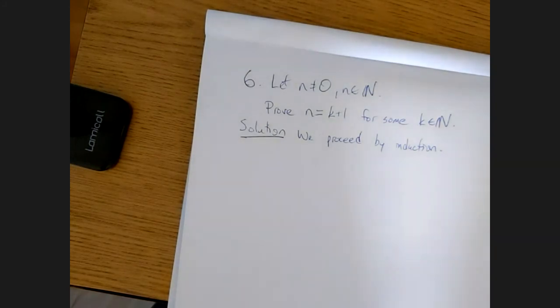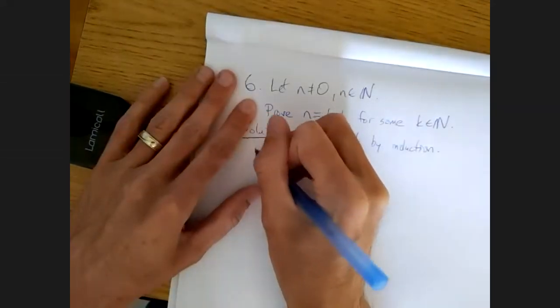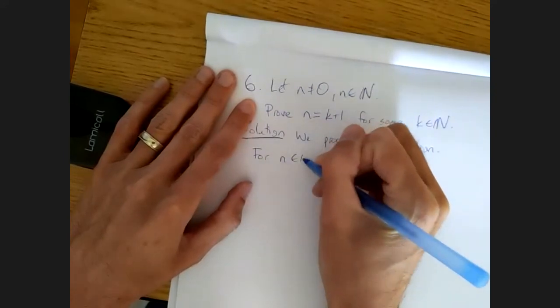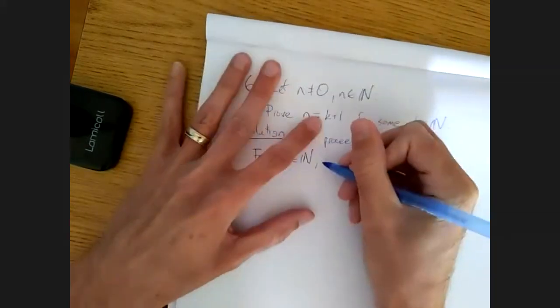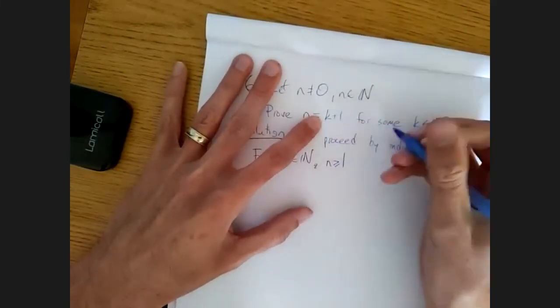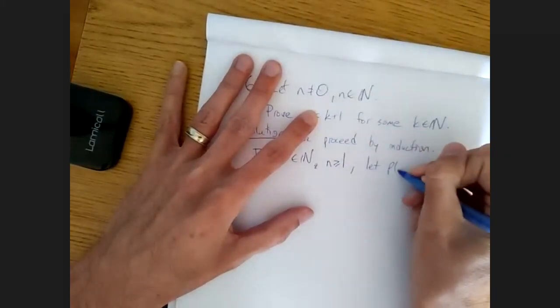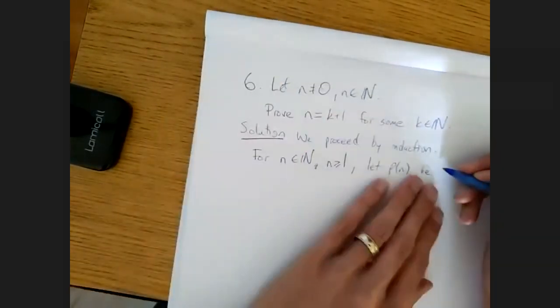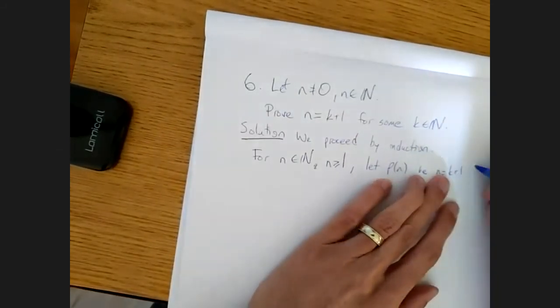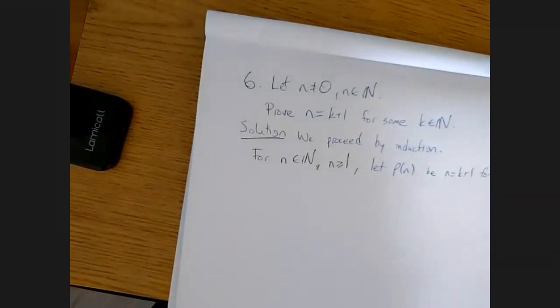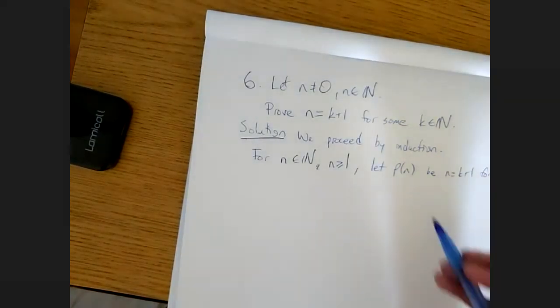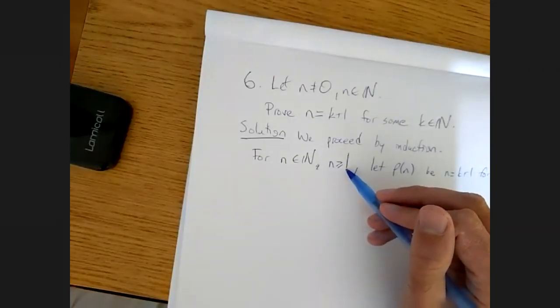So let's try and do it by induction. For n a natural number, there's a couple different things we could do. For all natural numbers greater than or equal to 1, let p of n be n equals k plus 1 for some k. So you see, this is an induction where we start from the base case of 1.